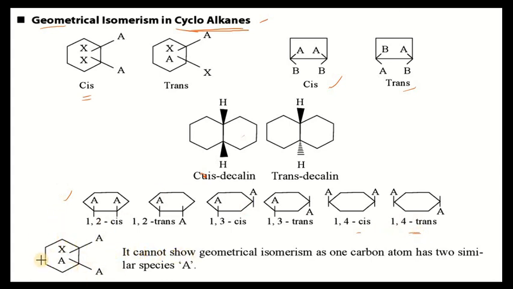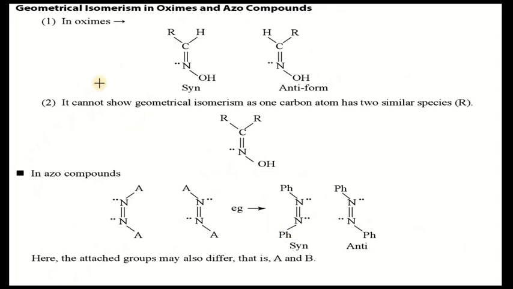Suppose you take this one. Like earlier, here we have taken different groups, trans. See the difference here: both sides are the same. Because one carbon has the same type of atoms, it cannot show geometric isomerism, as one carbon atom has 2 similar species, like A. That is the reason.